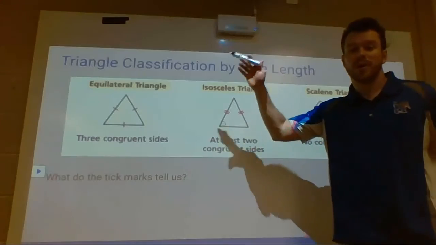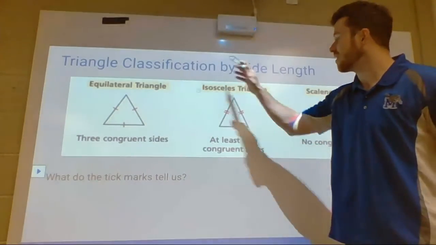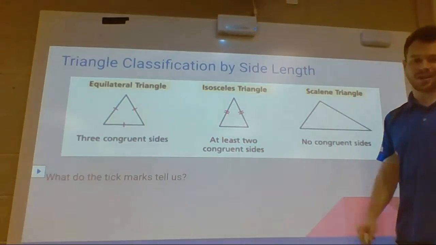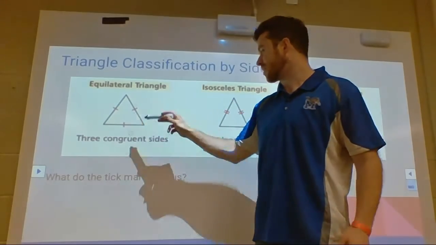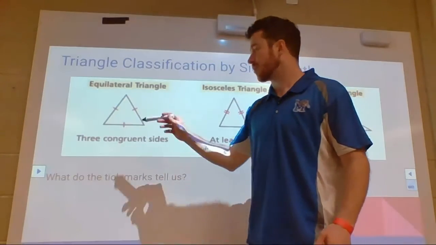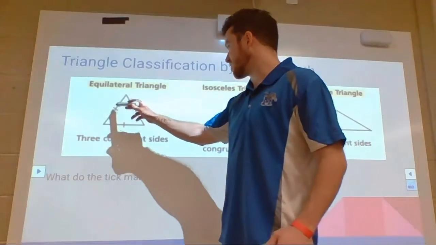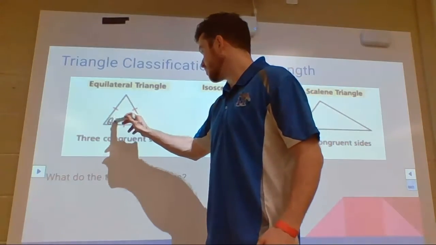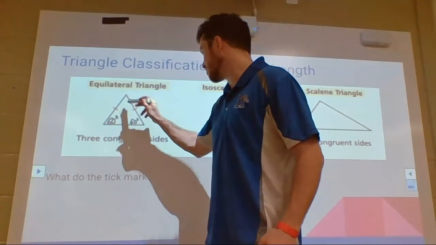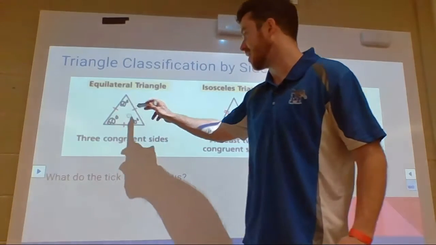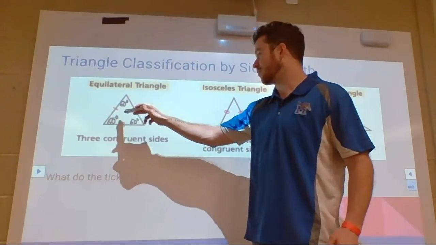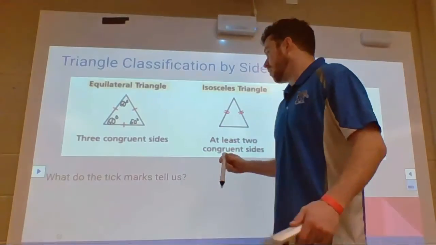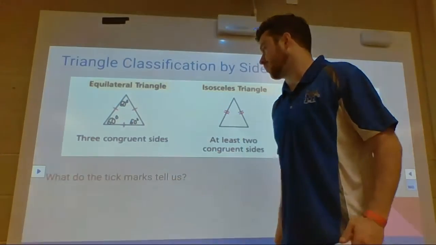Let's move forward. Now, if we are classifying triangles by their side lengths, we have three types of triangles: equilateral, isosceles, and scalene triangles. Equilateral triangles have three congruent sides. And we'll talk about this more in the future, but when the sides are all equal, the angles are all equal as well. All of these angles are 60 degrees, so not only is it equilateral because the sides are congruent, but the angles are also congruent. So if it's equilateral, it's also equiangular. So equilateral triangle means it has three congruent sides.